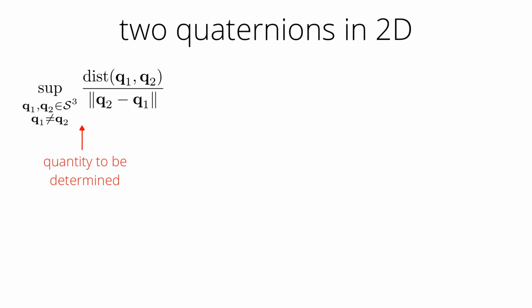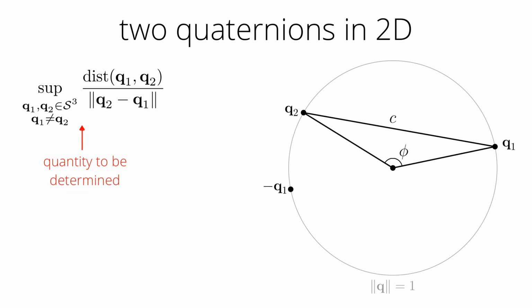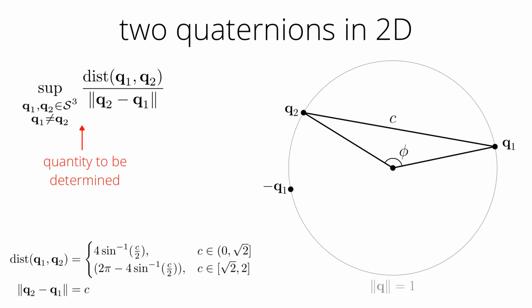Similarly, for quaternions, the quantity we need to determine is in the top left. This quantity consists of 8 degrees of freedom and 2 constraints, but if we look at it in 2D, we can actually write both the angular and Euclidean distances in terms of this variable c, which represents the chord length of the unit circle. So analyzing these equations, we can determine that the quantity in the top left equals pi over the square root of 2.